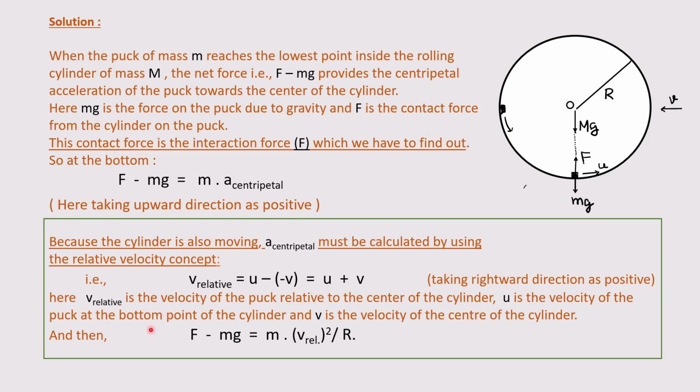So we can write our equation as F minus mg is equal to m into v relative squared upon R. Here v relative squared upon R is the centripetal acceleration of the puck. Now we have to focus only on v relative, that is, we have to calculate individually the velocity of the puck at the bottom point and the velocity of the center of the cylinder, and you would get our answer. So let us begin our journey.